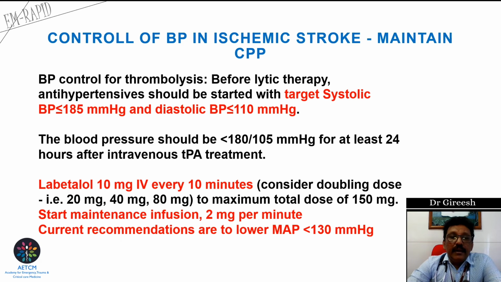We have to keep the target systolic BP less than 185 and diastolic BP less than 110 before thrombolytic therapy. The blood pressure should be less than 180/105 millimeter of mercury for at least 24 hours after intravenous tissue plasminogen activator. Labetalol is the ideal choice in most CNS conditions. 10 milligram IV every 10 minutes can be given, or we can give an infusion of 2 milligram per minute. And the recommendation is to lower the mean arterial pressure to less than 130 millimeter.